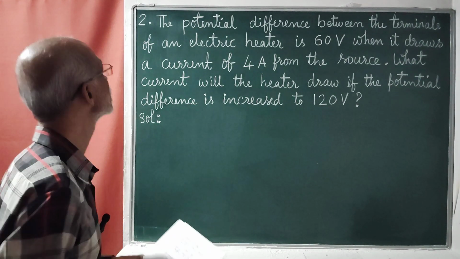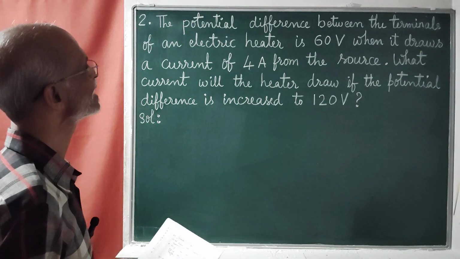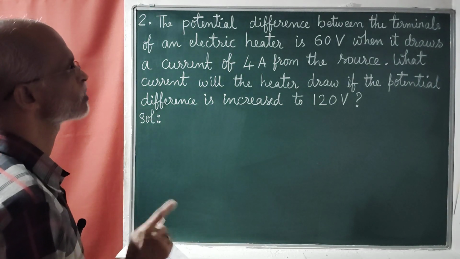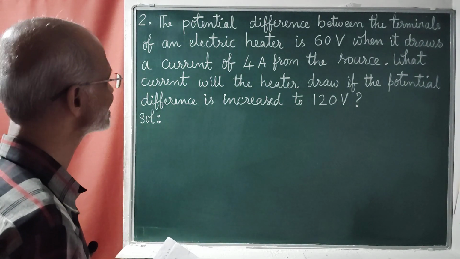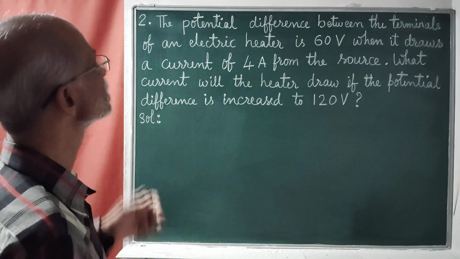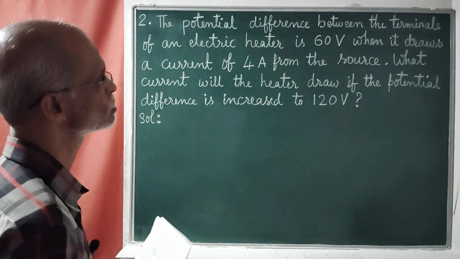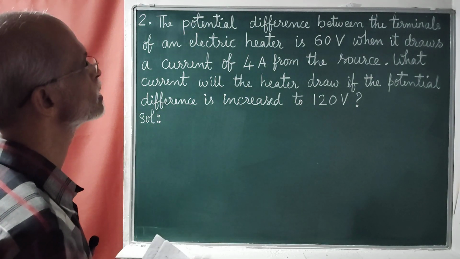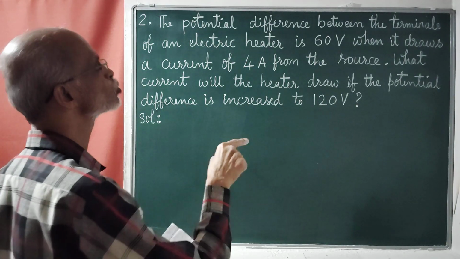The question is: the potential difference between the terminals of an electric heater is 60 volts when it draws a current of 4 amperes from the source. What current will the heater draw if the potential difference is increased to 120 volts? There are two cases here. In the first case, the potential difference between the terminals is 60 volts when it draws a current of 4 amperes from the source. That's case 1. In case 2, they are asking what current the heater will draw if the potential difference is increased to 120 volts.